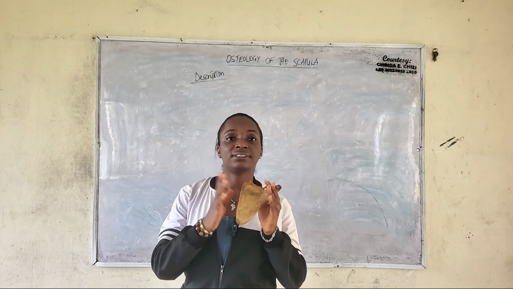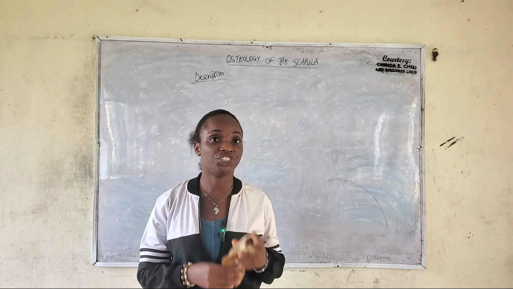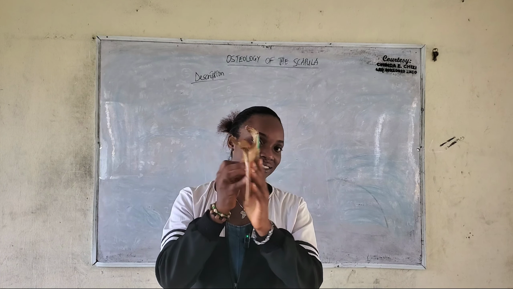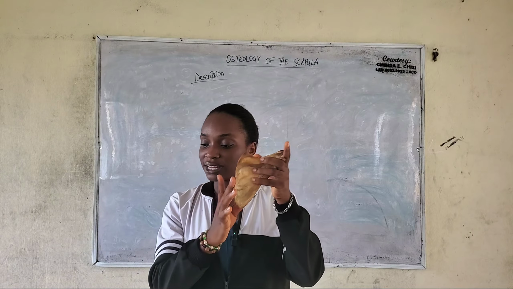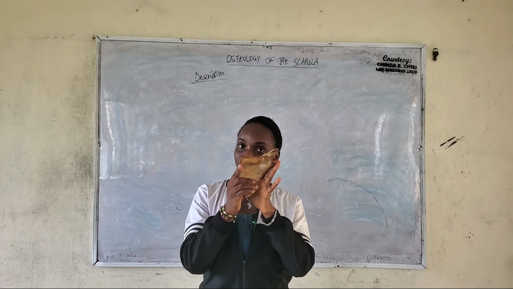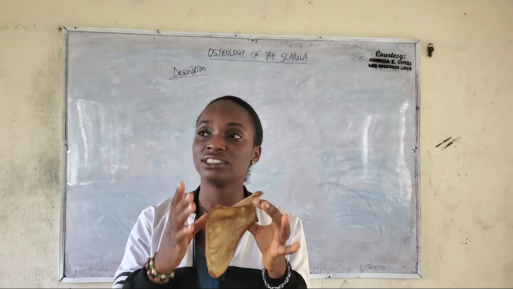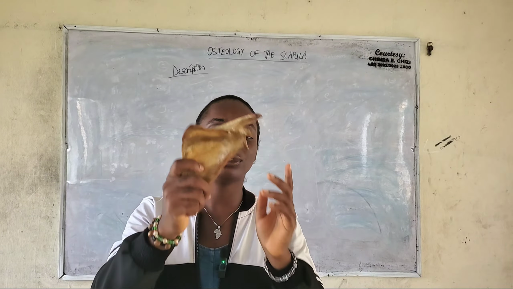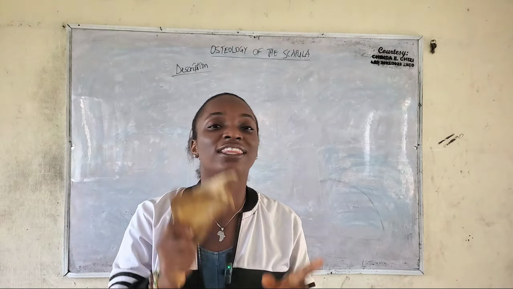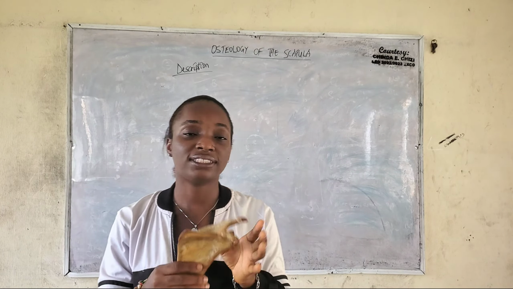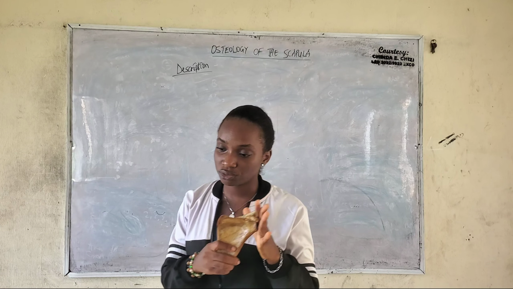Now, let's describe the scapula. We'll also take note of the shape. The scapula is flat, look at it, it's flat. It's a flat triangular shaped bone. It's very obvious. Anytime you have to identify a bone, and you see any bone that is in the shape of a triangle, the first thing that should come to your mind is the scapula. That is a flat triangular shaped bone.